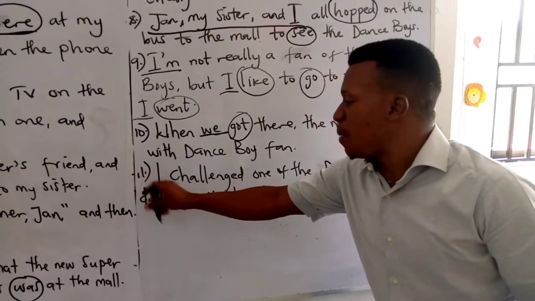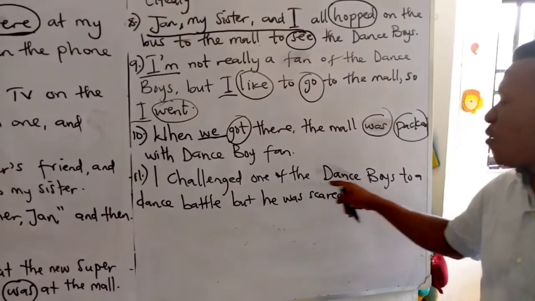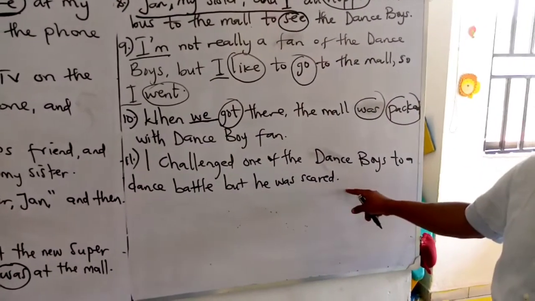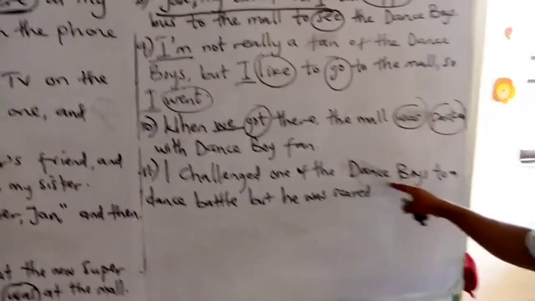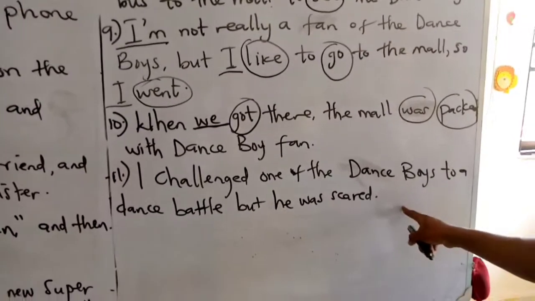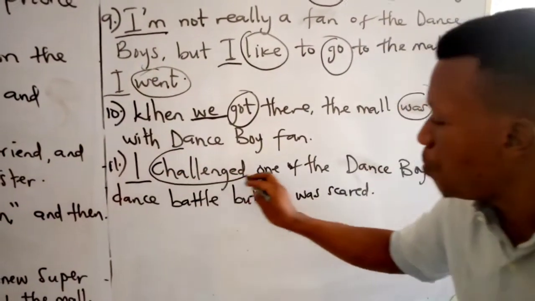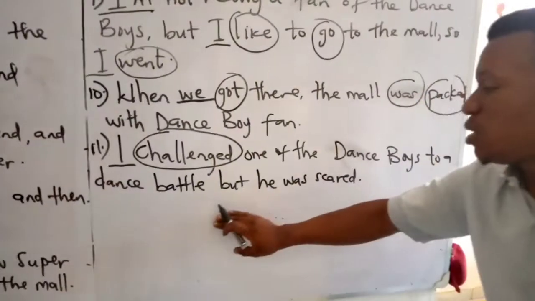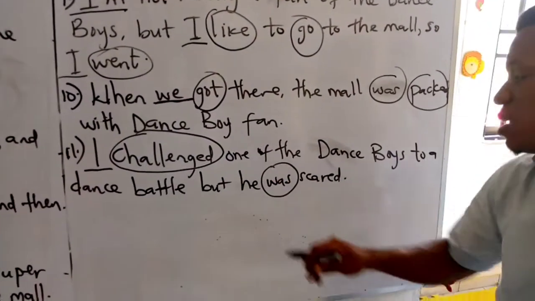Then lastly, number 11: I challenged one of the dance boys to a dance battle, but he was scared. I, subject, challenged, predicates, one of the dance boys to a dance battle, but he was scared.